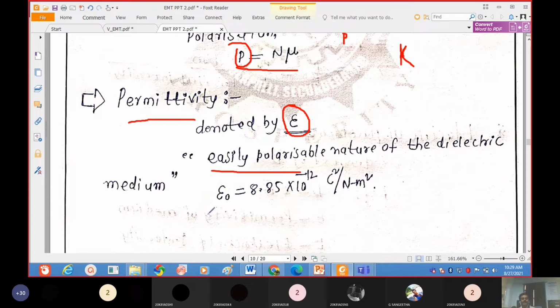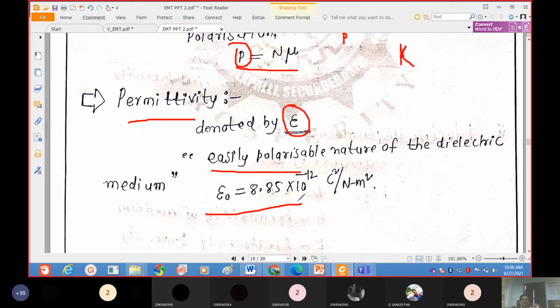If you take free space, the permittivity is 8.85 into 10 to the power of minus 12. That means its value is very low. Minus 12 means you have to place 12 zeros, 0.00000 up to 12 zeros, and after the 12 zeros we keep the 8. So that is a very small value for free space, vacuum or air.